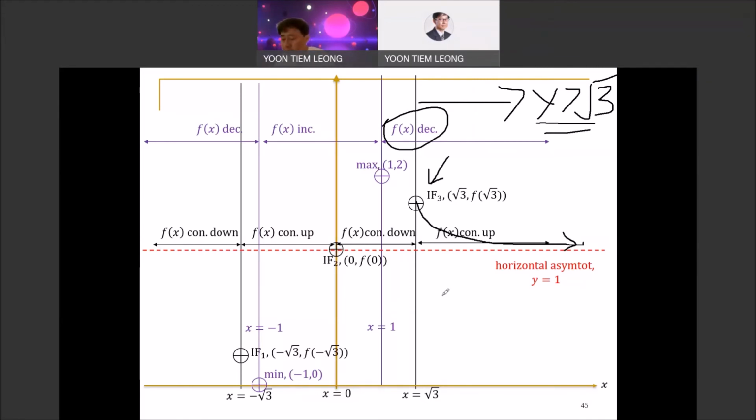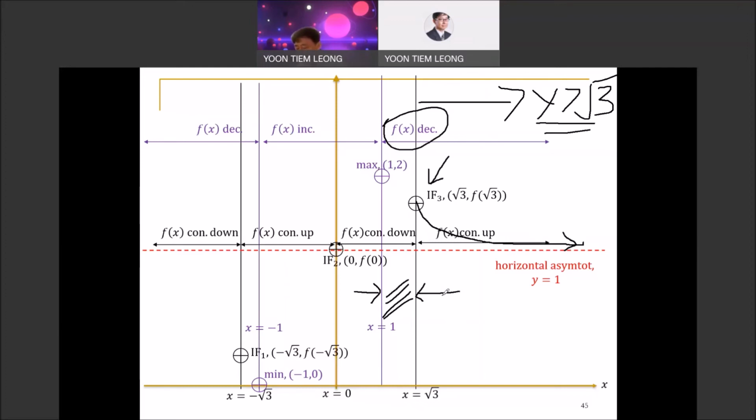So that is the shape of the graph for x larger than square root of 3. Then we can proceed backwards to find out the shape of the graph lying between the region x equals 1 and x equals square root of 3. So which is this region? Let us try to figure out what this region looks like.